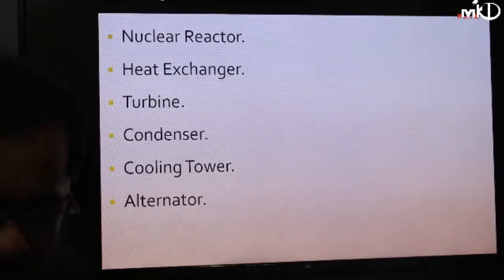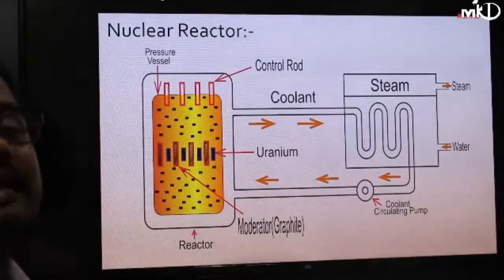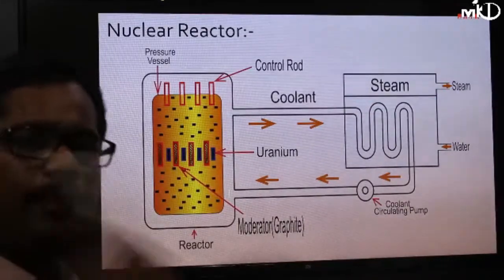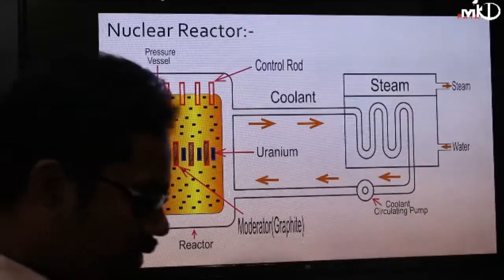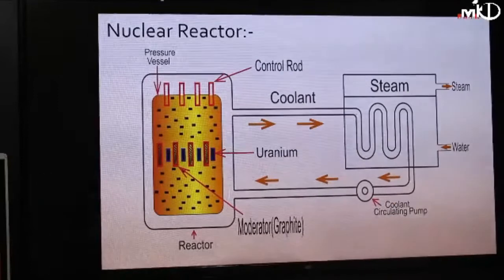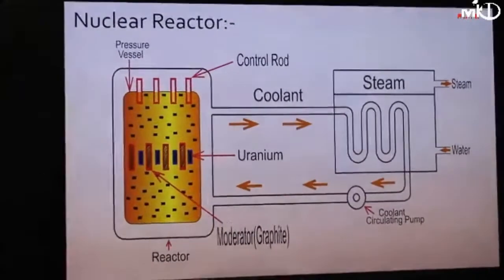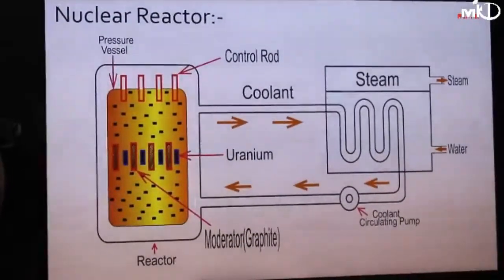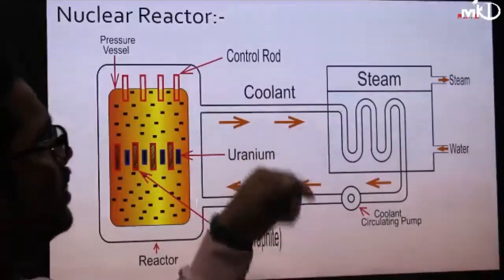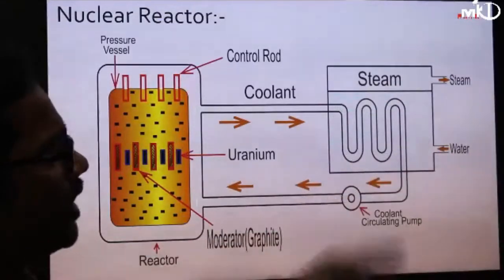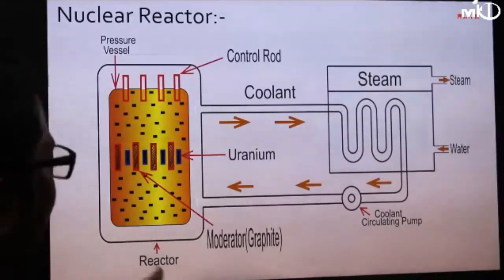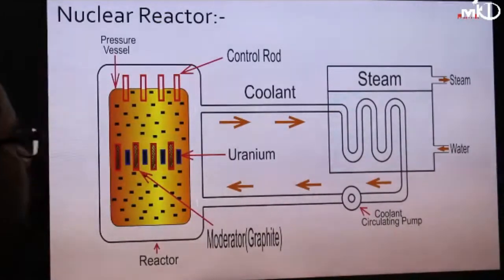Another important thing is your nuclear reactor. Okay, this is the first thing as well as the important thing for your nuclear power plant. So what happened here? Look at that. This is your total nuclear reactor system. Okay, so you can see there are a number of things. One is the pressure vessel, then control rod, then coolant flow, coolant, then steam outlet, water inlet, then circulating pump, then moderator, then reactor. Everything is present.